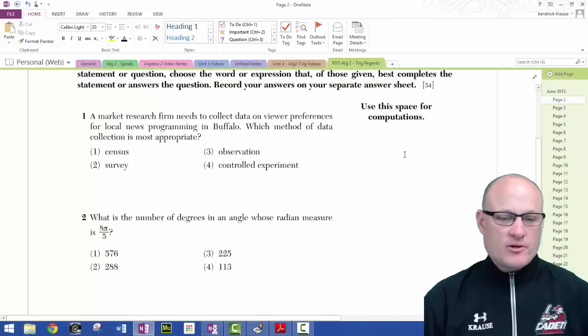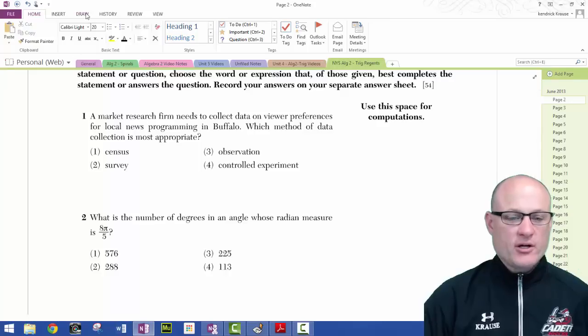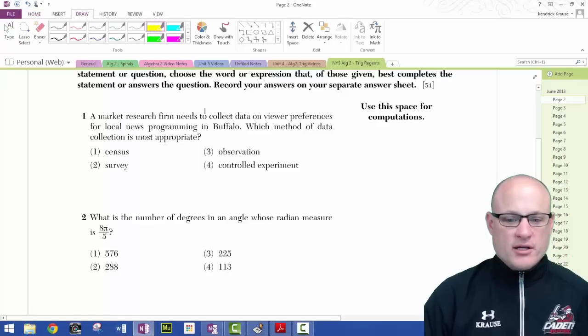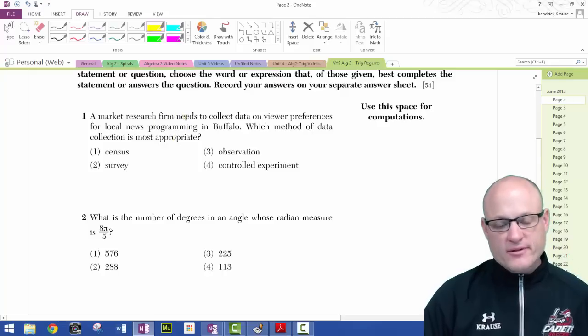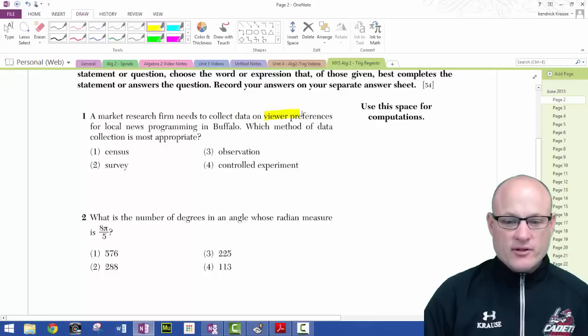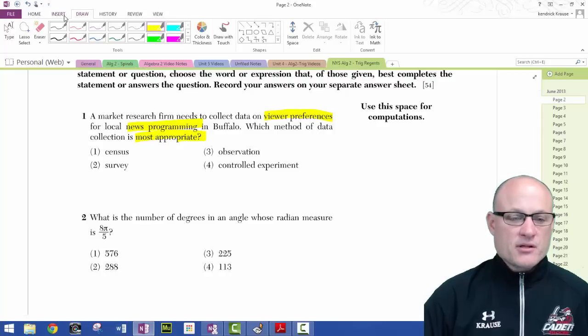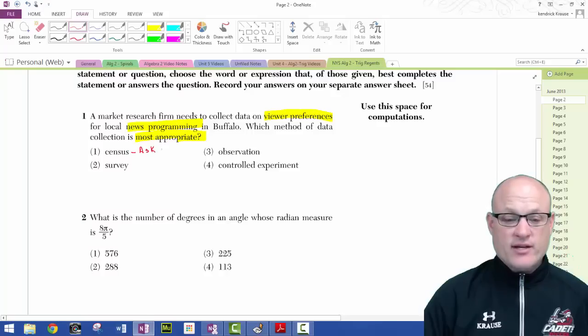So in this case, we are looking for data collection. You're checking the viewer preferences for local news programming in Buffalo, and you want to collect the data that's appropriate. Well, very quickly, let's go through these. A census means you're going to ask everyone. If you take a census, that means you ask everyone. Probably not what you're looking for.